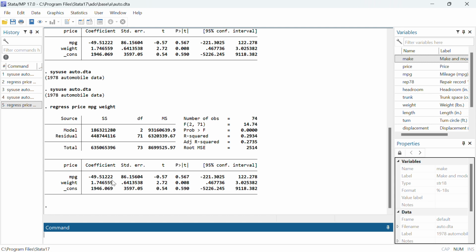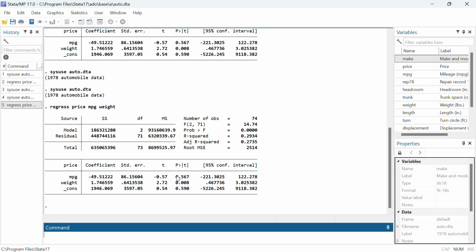Now let us come to the coefficients. In the section of coefficients, MPG has a coefficient of negative 49.51222. What does it mean? This tells us the average change in price that is associated with a 1 unit increase in MPG, assuming that weight is held constant. Let me make it clear: in this example, each unit increase in MPG is associated with an average decrease of about 49.51 in price, assuming weight is held constant.